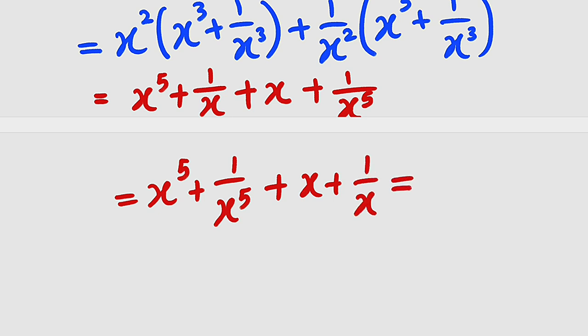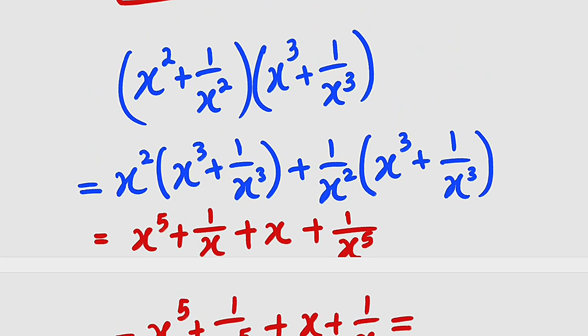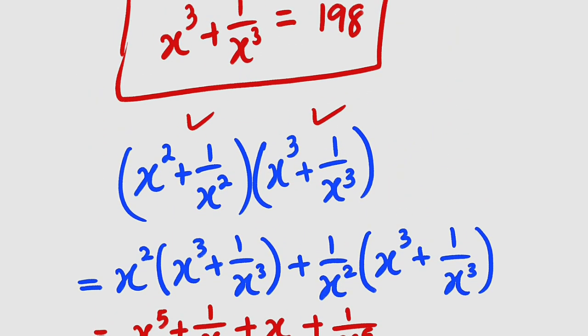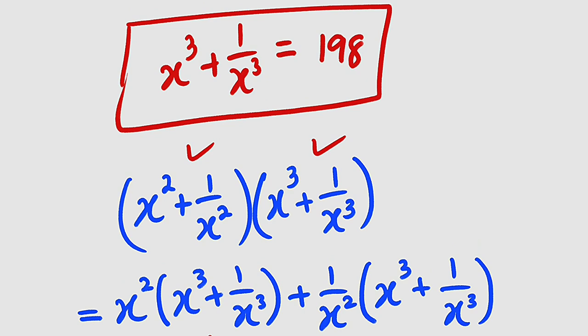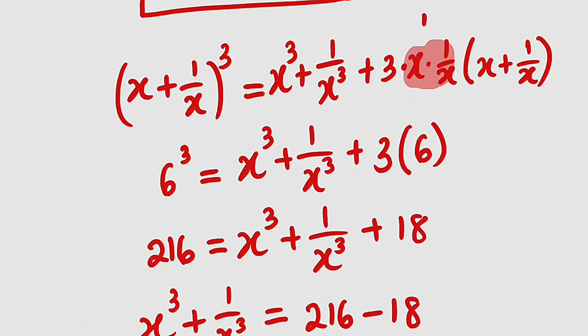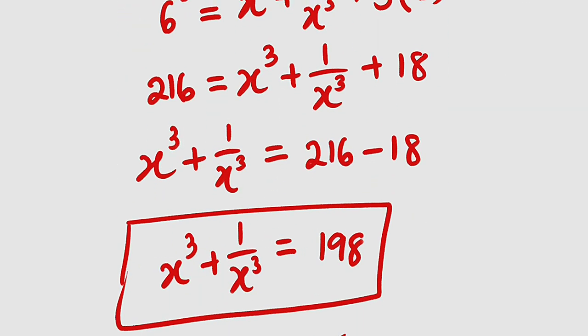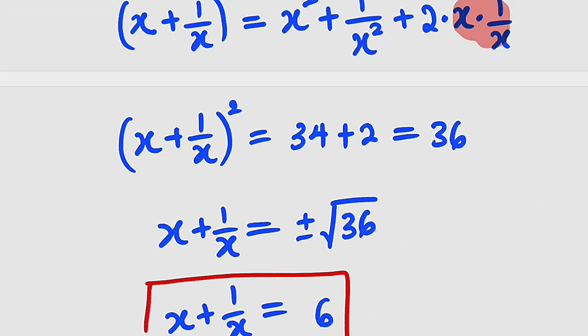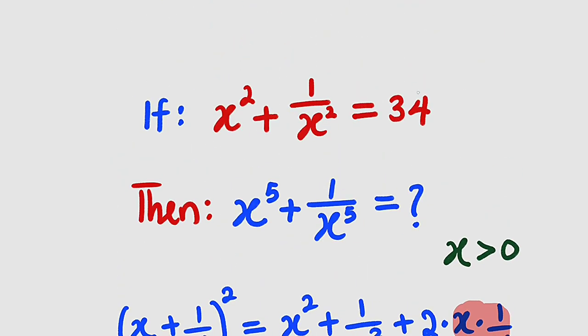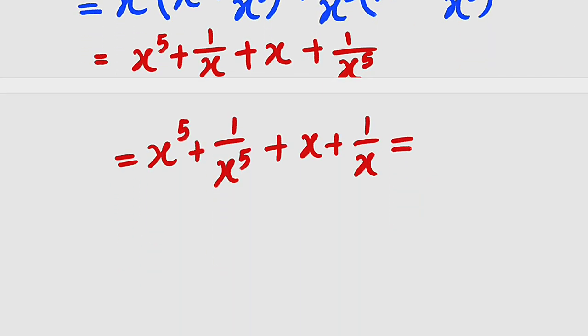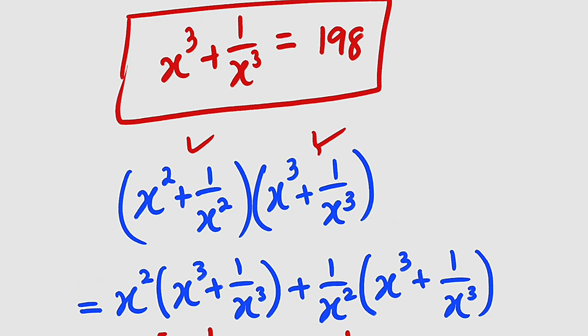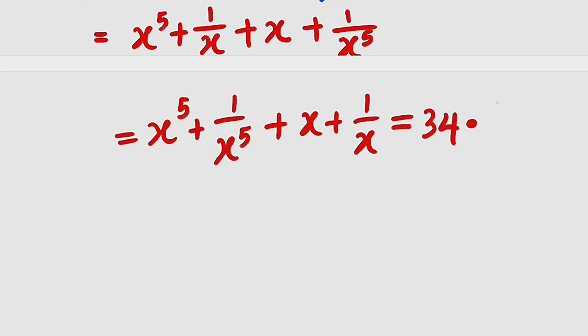But remember that the whole of this, we use what to expand it? We use this times this. And we have their values because x squared plus 1 divided by x squared is the same thing as what? I think we have it somewhere here. Okay, it's something we have started with. You can see that as 34. So we can say that this is equal to 34 multiplied by the other one, which is this one. I think we have the value as 198. So 198 here.